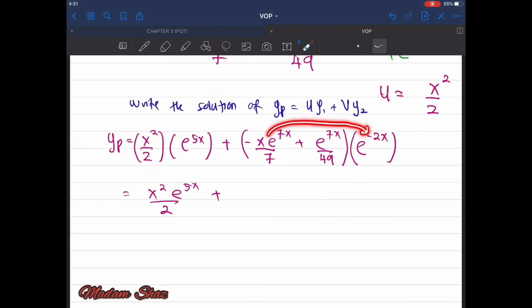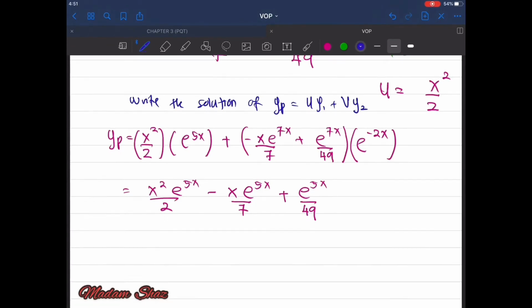So this one will become exponent 5x. So plus minus here, so this one will become minus. Minus x exponent 5x over 7 exponent 7x multiply exponent negative 2x plus exponent 5x over 49. Okay, so there's no more term that you can simplify more. So this is the solution for our YP.